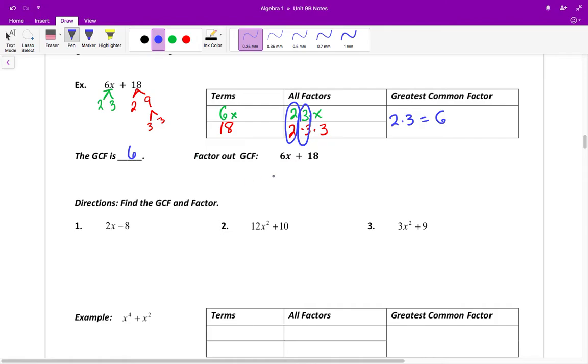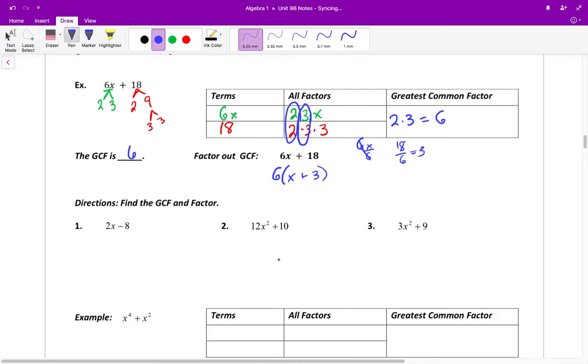Now, when we factor out the greatest common factor, this is going to be a little different than what we've done in the past. You've got 6x and 18. What you do first is you write your greatest common factor, so you write the 6. Then in parentheses, you take each of these terms and divide by 6. So 6x over 6. Well, 6 divided by 6 is just 1, so all you're really left with is x. And then do the same thing with 18. 18 divided by 6 would be 3, so you just put your plus 3. And there's your factoring.